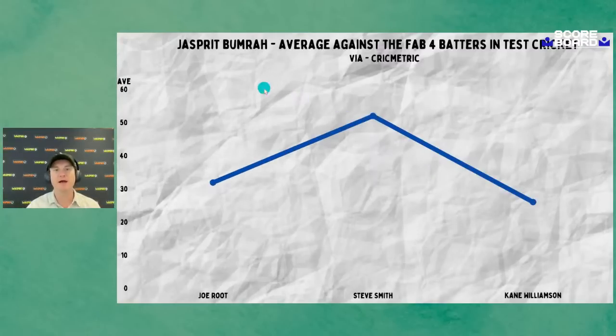This is Jasprit Bumrah's average against the Fab Four batters in Test cricket. He averages an incredible 0 against Virat Kohli. Probably put that one up on the title for later. But you can see here, averaging 32 against Joe Root in Test cricket. Steve Smith, 52. Still under Steve Smith's overall mark, but I think Smith would take that. And Williamson down here at 26.